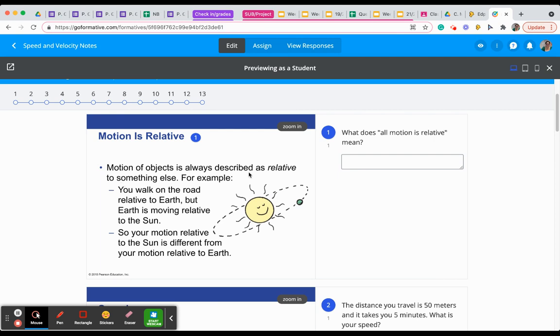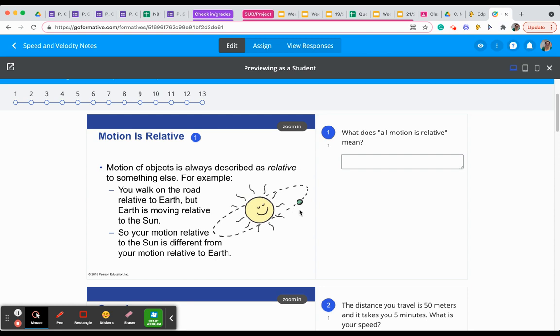Motion of objects is always described as relative to something else. For example, you walk down the road relative to Earth, but the Earth is moving relative to the sun. So in other words, if your perspective point is the sun, and something is moving relative to the sun, that means that if you are the sun, is the object moving, right? So the Earth is moving relative to the sun, and the sun is moving relative to Earth. It just depends on the perspective point.